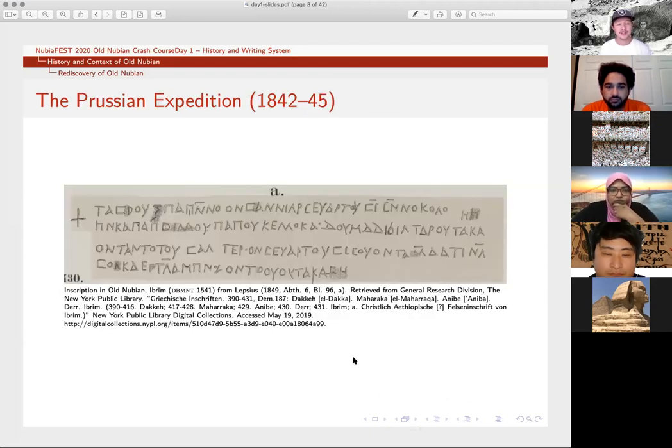So this changes with the Prussian expedition a couple of decades later, where Richard Lepsius visits many of the same sites. And he is a much better draftsman and also a much better linguist. And so he is able to provide much better drawings of Old Nubian inscriptions that he finds during his expedition. And here we see an inscription from Ibrim, a graffito that he transcribed here. And this is with the standard opening invoking the Holy Trinity.